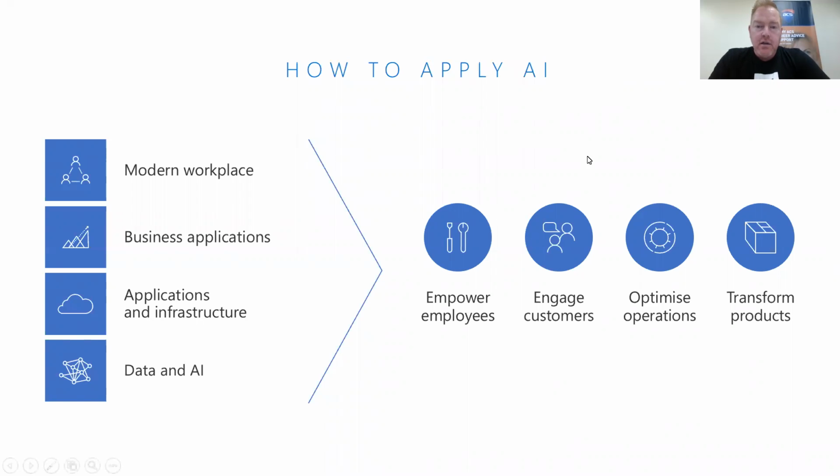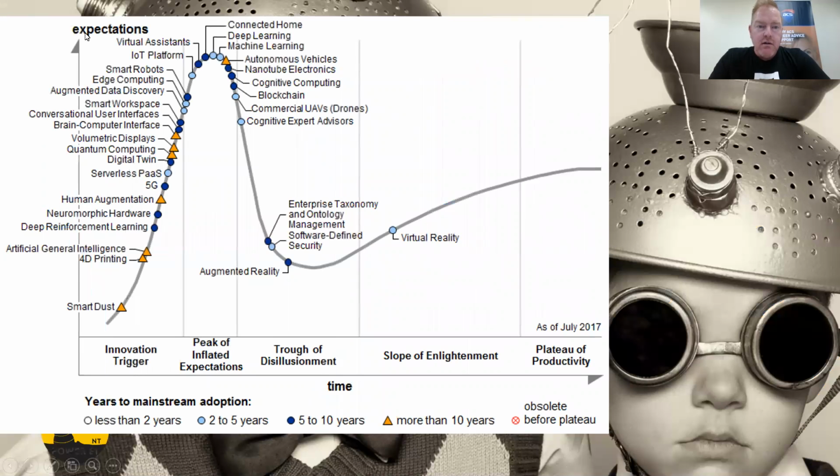This here is the hype curve. This is pushed out by Gartner, and it tracks some of the AI topics. You can see the line on the curve. To begin with, there's an innovation trigger. At the top of the curve, there is a peak of inflated expectations. And then down the curve, there's a trough of disillusionment, and then it levels out into a plateau of productivity.